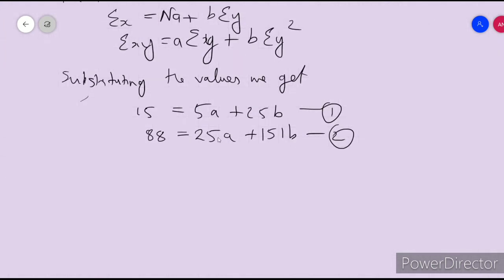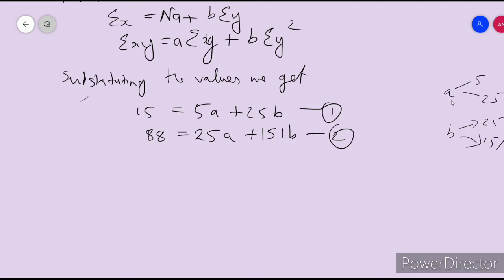So for solving these simultaneous or normal equations, for a, what are the coefficients of a? 5 and 25. Coefficient of b, 25 and 151. The key here is to make the coefficients of either a or b the same. Once the coefficients are the same, we can remove either a or b and find out the value of the other variable.